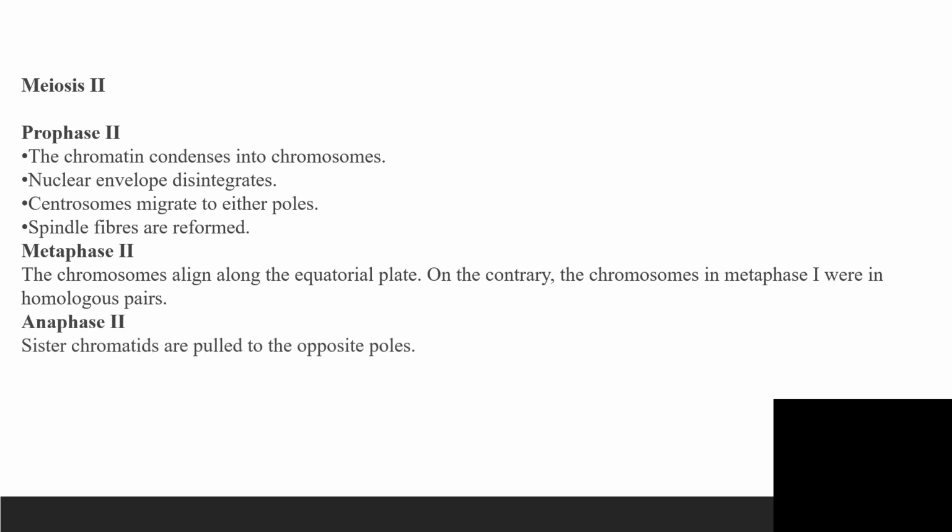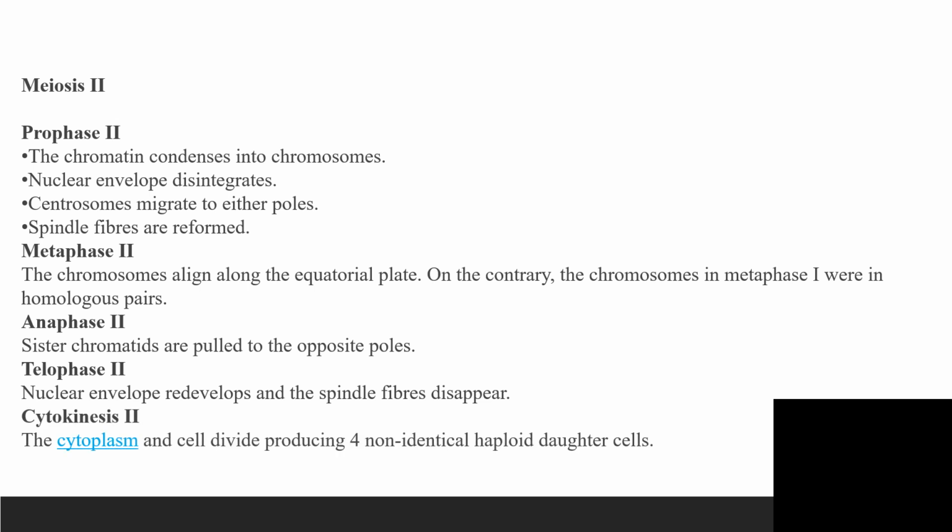Anaphase 2, sister chromatids are pulled to the opposite poles. Telophase 2, the nuclear envelope redevelops and the spindle fibers disappear. And in cytokinesis 2, the cytoplasm and the cell divide, producing four non-identical haploid daughter cells.